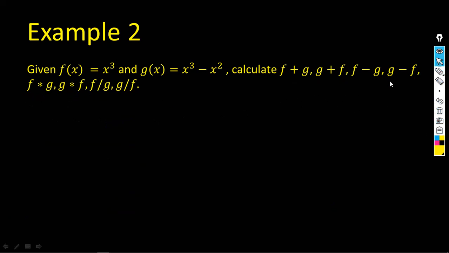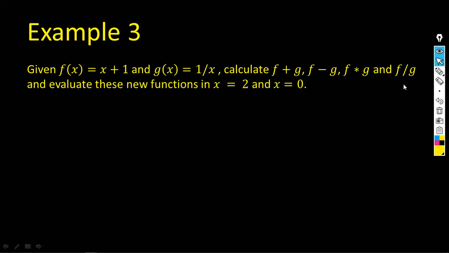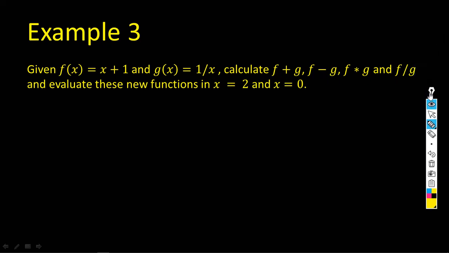Okay, example number 3. Given f of x equals x plus 1 and g of x equals 1 over x, calculate f plus g, f minus g, f times g, and f over g, and evaluate each of these new functions at two values, x equals 2 and x equals 0. So let's do it quickly.